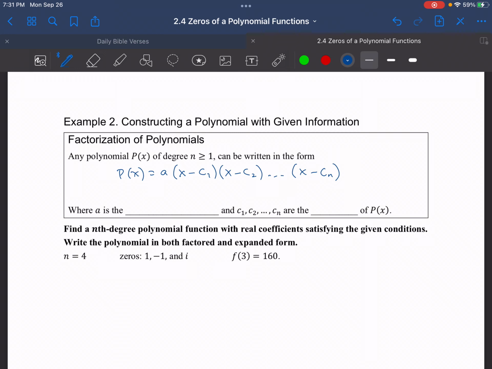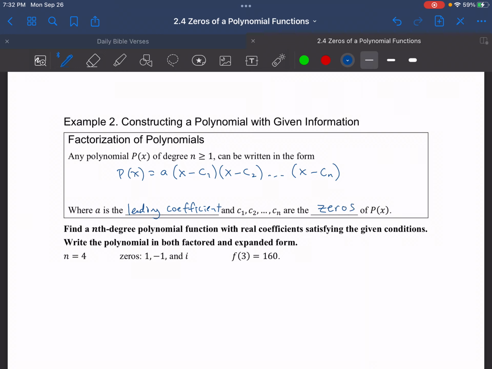And then this is where a is the leading coefficient, like that. And c1, c2, all the way up to cn are the zeros of p of x.